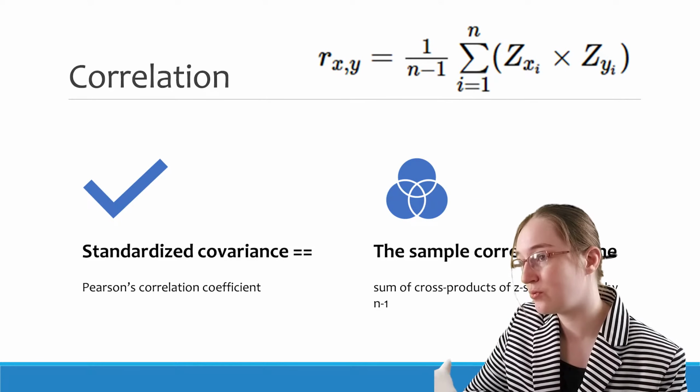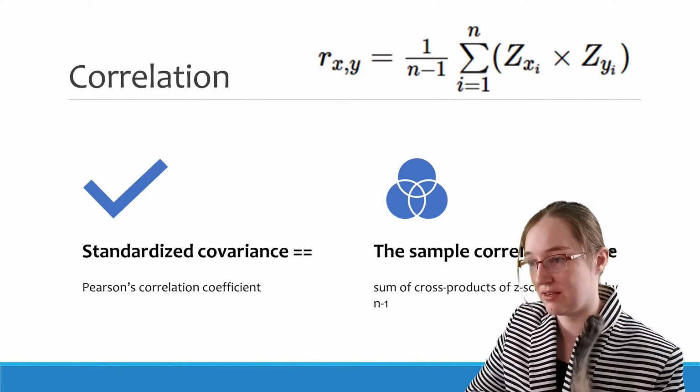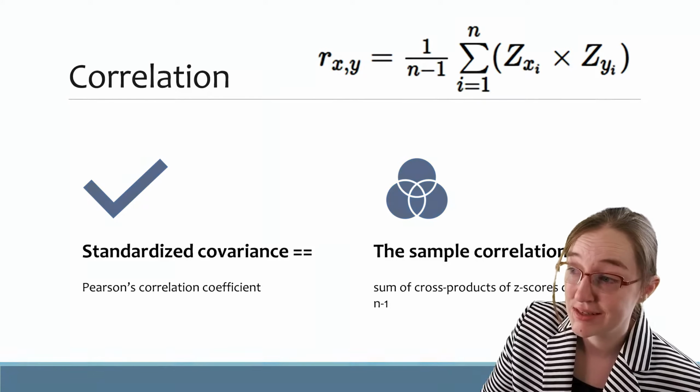Okay, so we can think about the correlation as a standardized covariance.